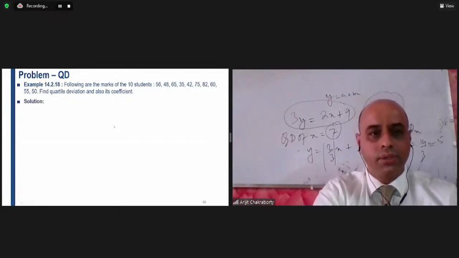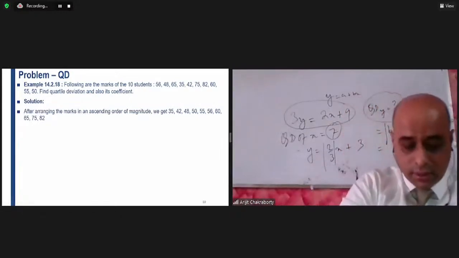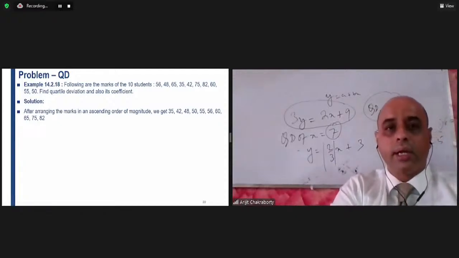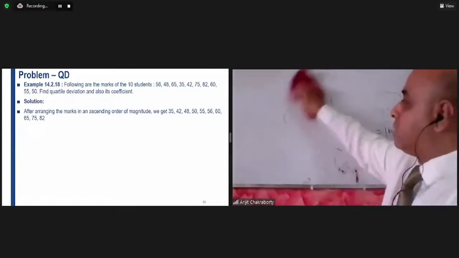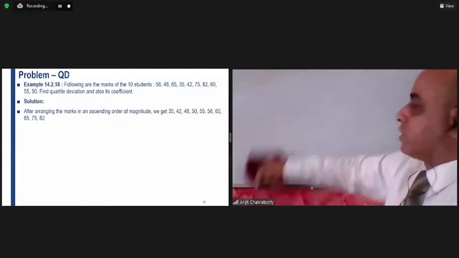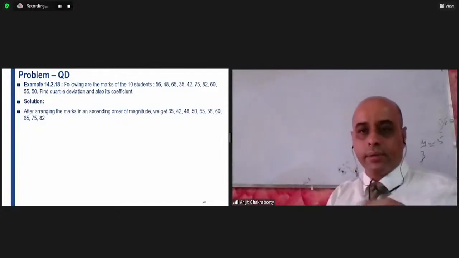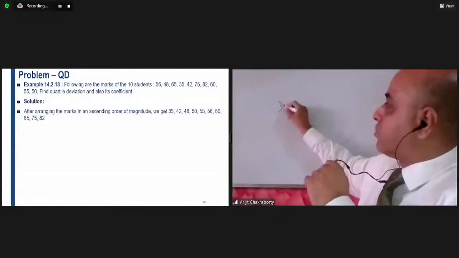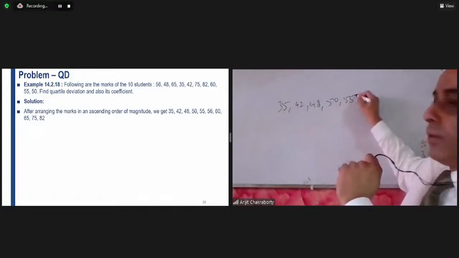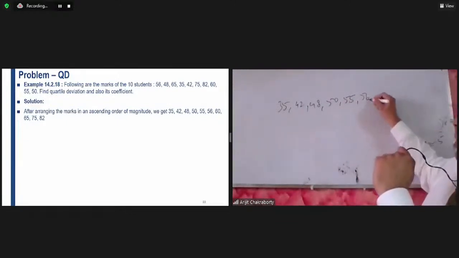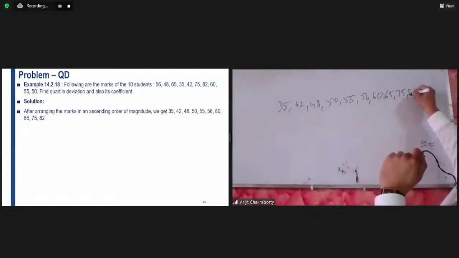Now we know, for quartile deviation, we have to first arrange in ascending order. Why? Because quartile is something we studied when we were understanding median. Quartile as such is included in the measures of central tendency. So we write it in ascending order, and the marks will be like this: 35, 42, 48, 50, 55, 56, 60, then we have 65, 75, and 82. Perfect.